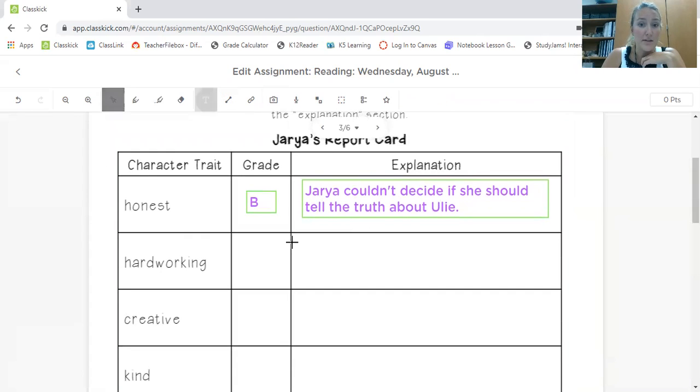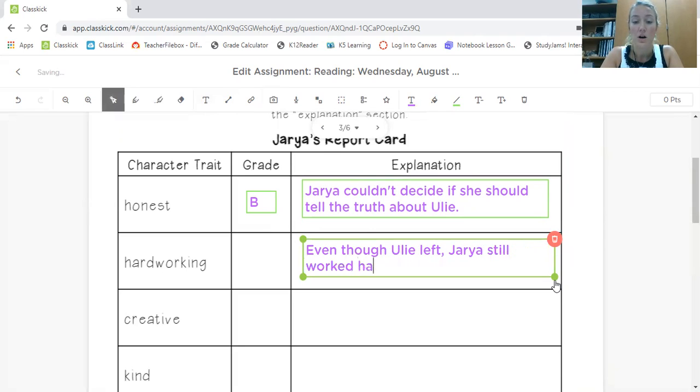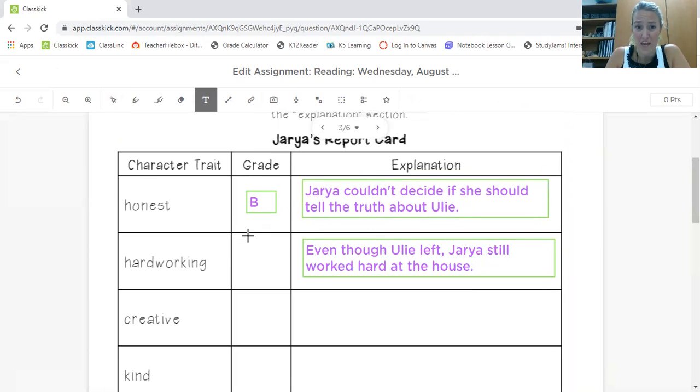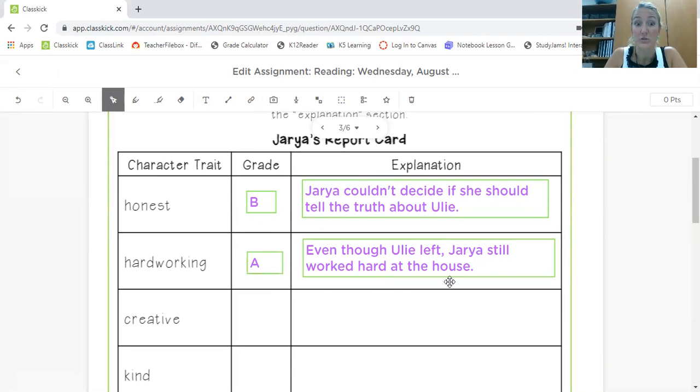And I'm going to give an example and some evidence. So I might say, even though Yuli left, Jarya still worked hard at the house. So that's using evidence, something that happened in the text, to support my explanation, okay? And I think she is very hardworking because she didn't decide to go play with her friends. So she would be probably an A. If you think something different, you can cross it out and put what you think her grade should be.